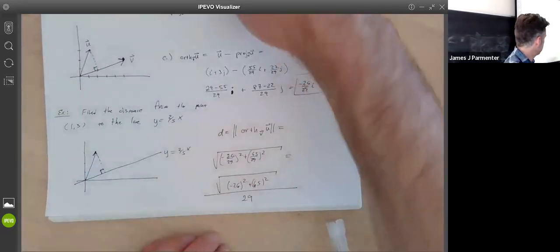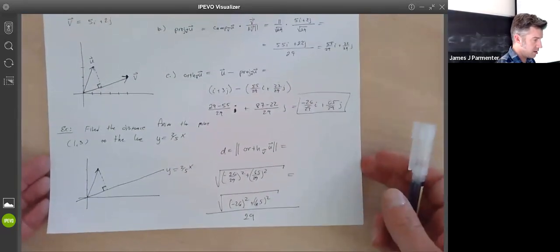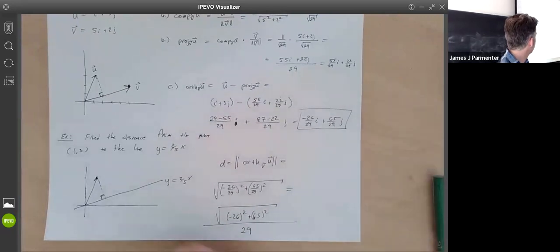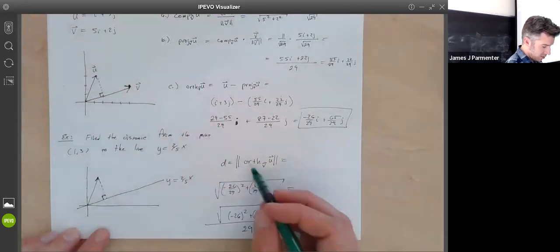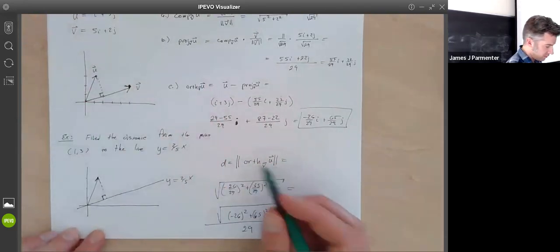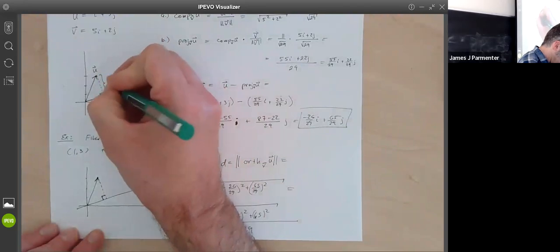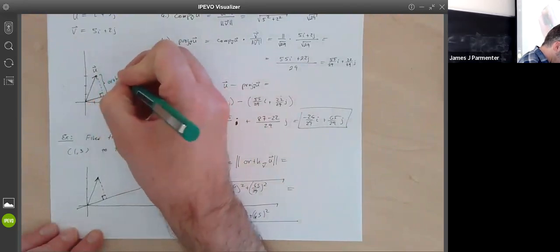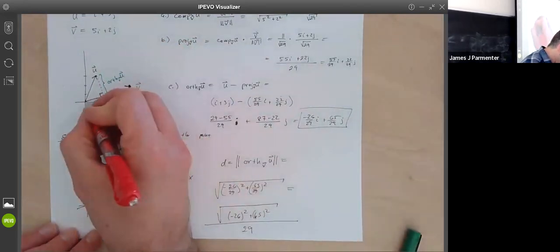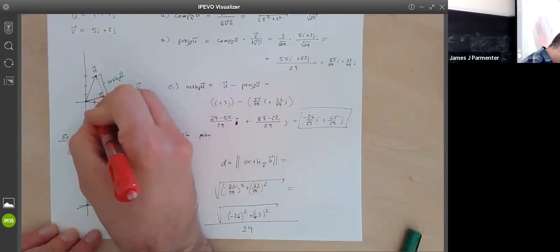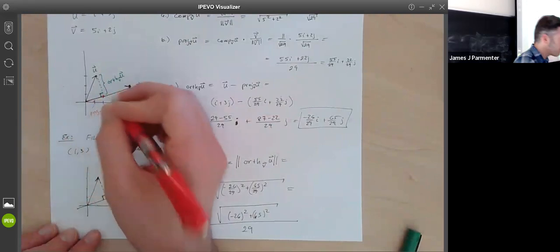So questions about any of this? Yeah. So let me back up. Before, we found the orthogonal complement of u in the direction of v is this vector here. And this vector here is the projection of u in the v direction.